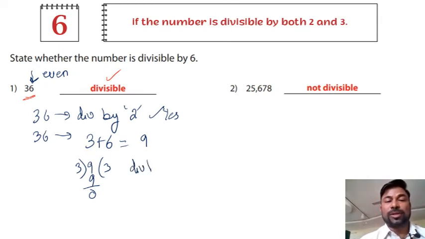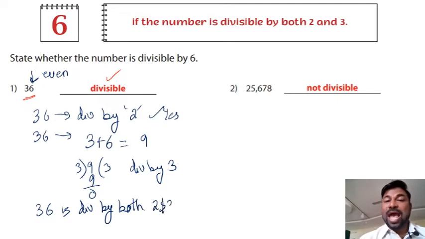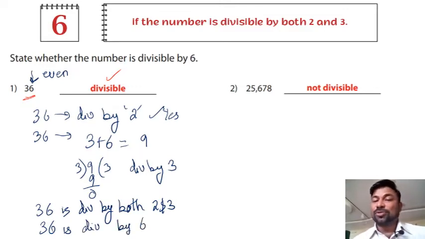So this number 36 is divisible by both 2 and 3. As the divisibility rule says, if a number is divisible by both 2 and 3, then it is divisible by 6. That means 36 is divisible by 6. That's what the rule says.